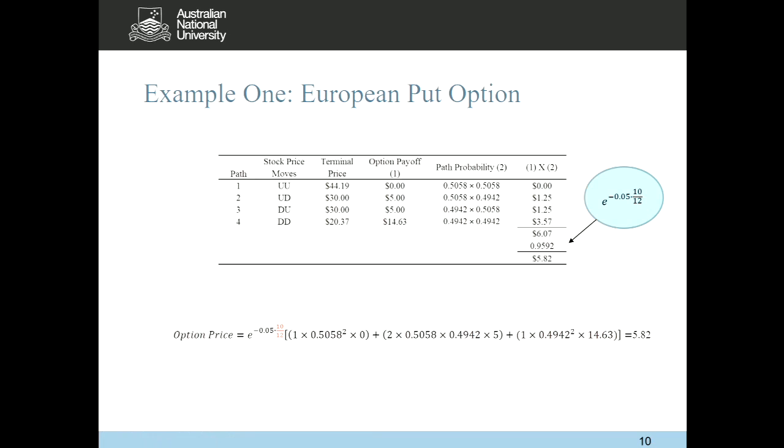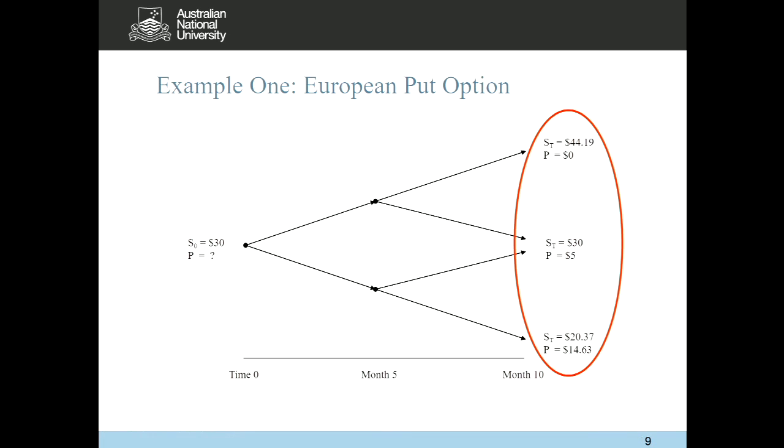All right, so the way we're going to work out the value is by utilizing so-called path probability, right? What is the probability that we end up with the share price up here, 44.19? There's only one unique way that you can end up there, which is for the $30 share price to go up, then go up again.